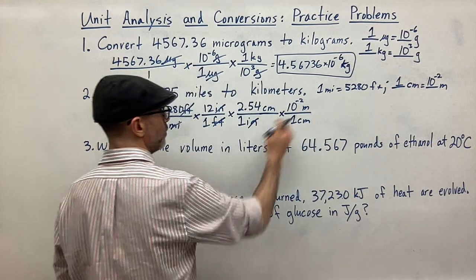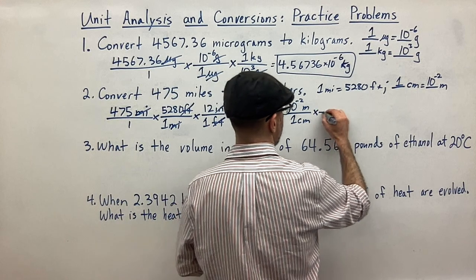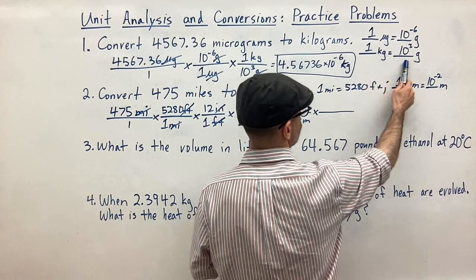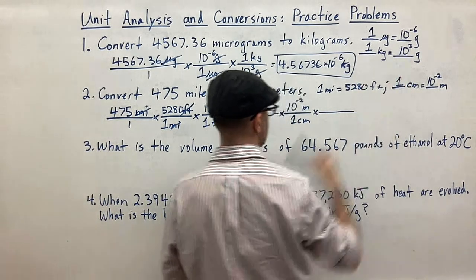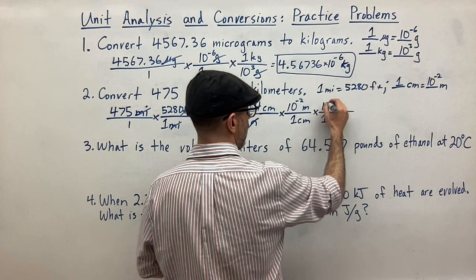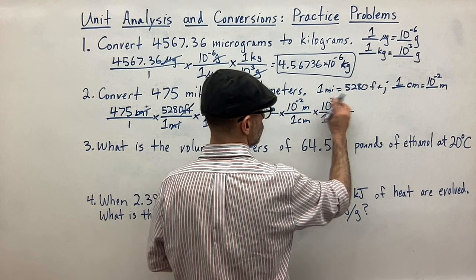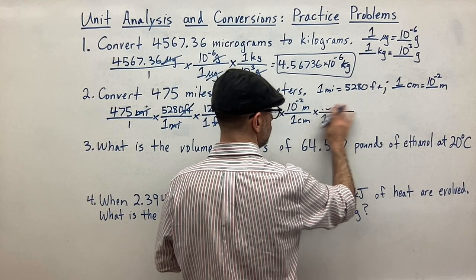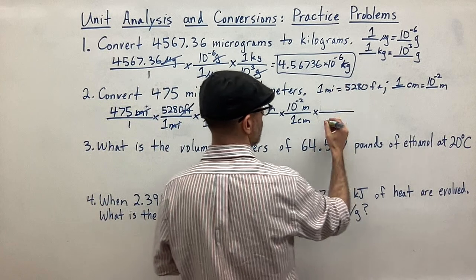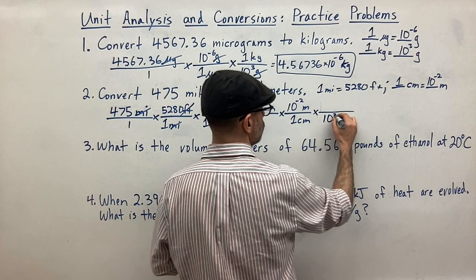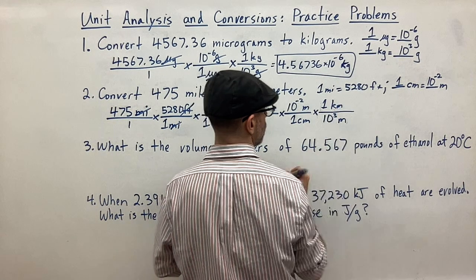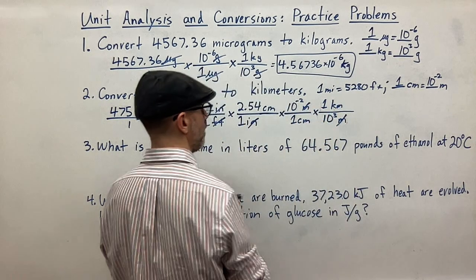And now finally I can convert meters to kilometers by doing the same thing that I did here. So 1 kilometer is equal to 1,000 meters. So I'm going to have 1 meter on the bottom and 10 to the third. Sorry about that, I just caught myself. So remember, I put 1 with the prefix unit. So it's going to be 10 to the third meters and 1 kilometer on top. So meters cancel out.